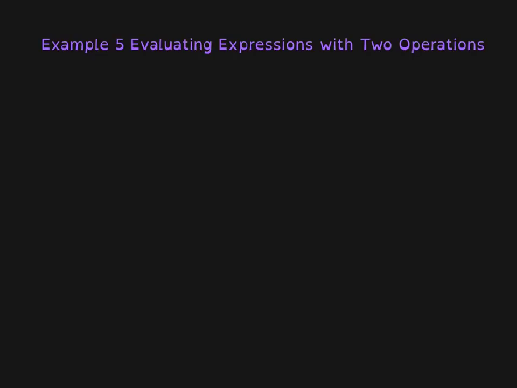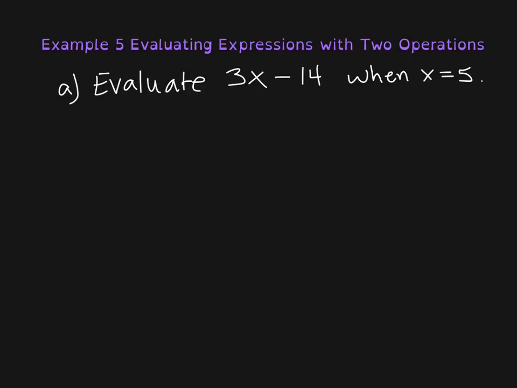Speaking of order of operations, example 5 is evaluating expressions with 2 operations. So the directions for this one are to evaluate 3x minus 14 when x equals 5. So you need to start by writing everything out. So I've got 3, and then my x I'm going to put in a different color because that's what I'm going to be changing, minus 14. I know that my x equals 5, so that's where I'm going to start. So I'm going to put down a 5 here because that's what I'm plugging in.